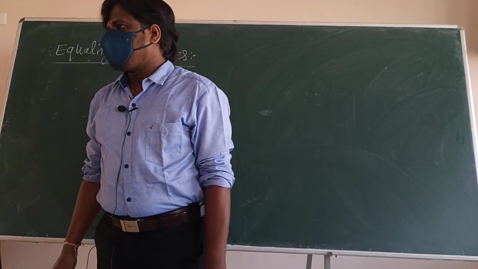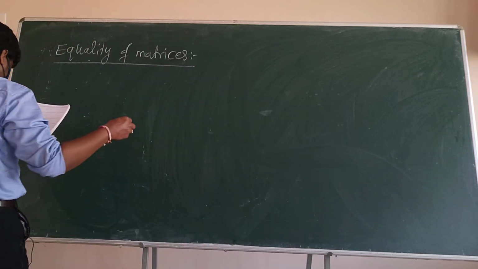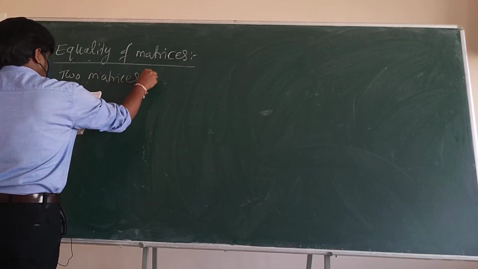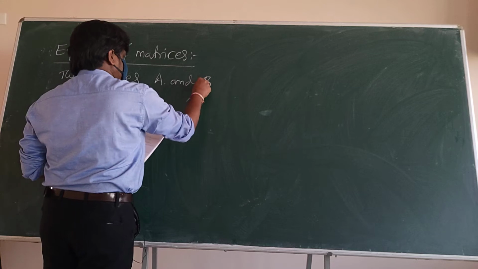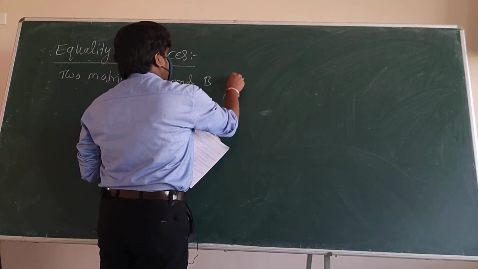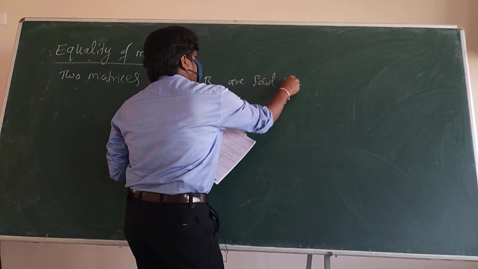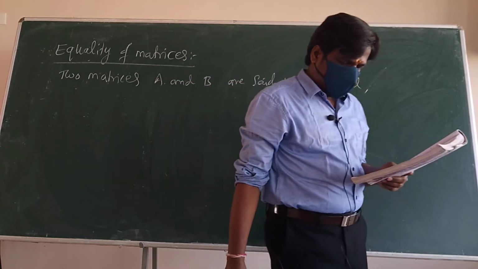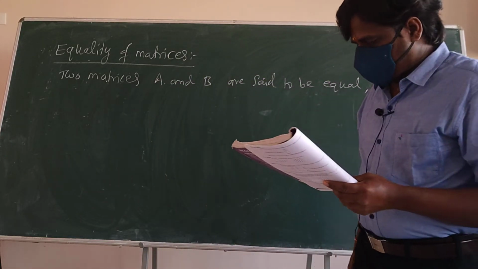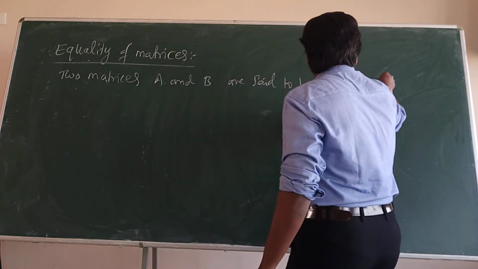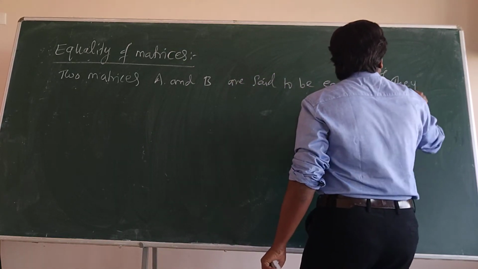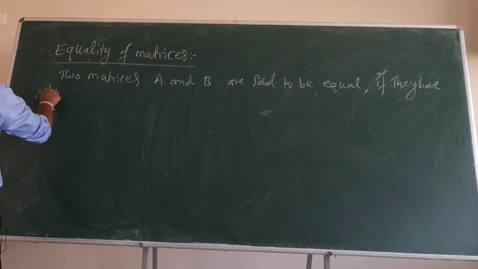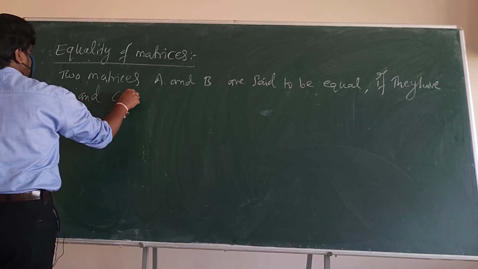It is a comparison between two matrices. Write down: two matrices A and B are said to be equal if they have the same order and all corresponding elements are equal.